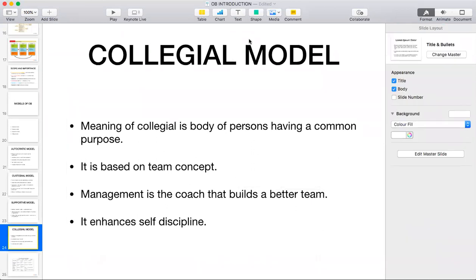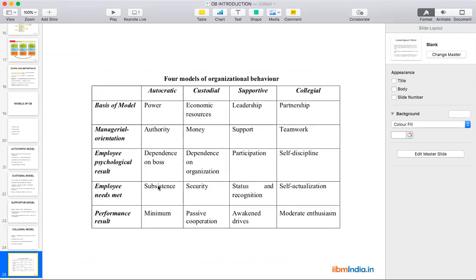Which model is working in today's current environment? See, all four models are working, first of all. When we talk about the autocratic model, let me show the summary. Yes, this is a summary of this. The autocratic model, as I told you, is based on dictatorship, the power.